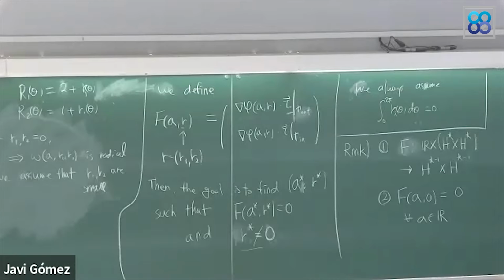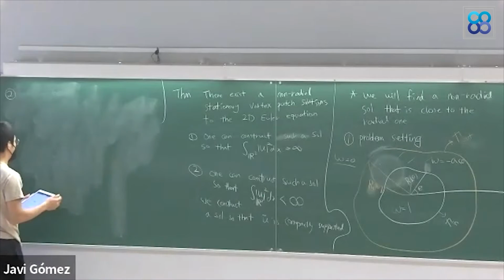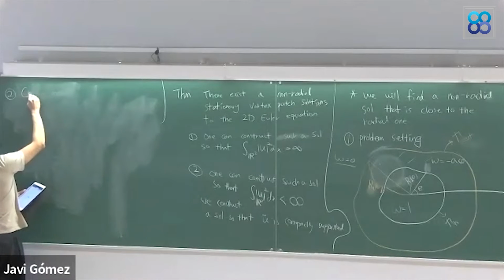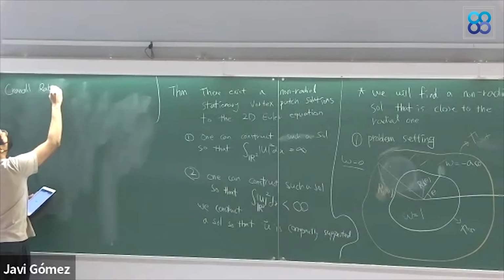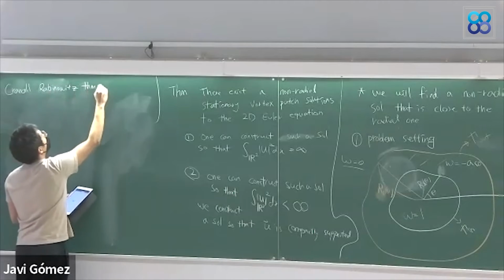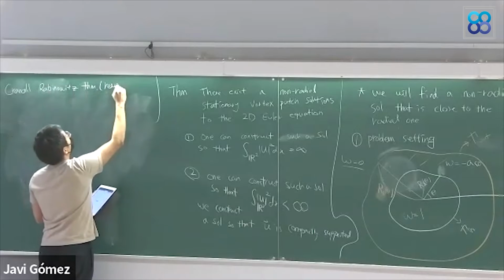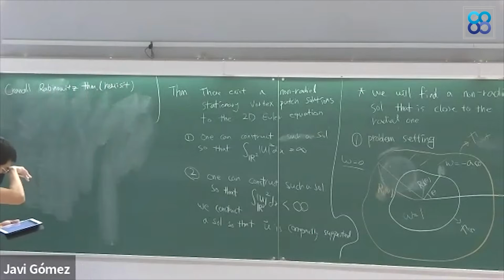Now then, let's recall the problem setting. So once we have this functional setting, then let's recall the Crandall-Rabinowitz theorem. So first, let me recall the statement of the theorem.